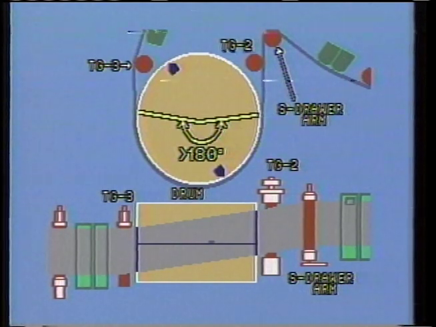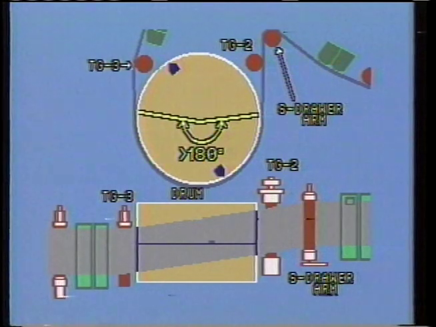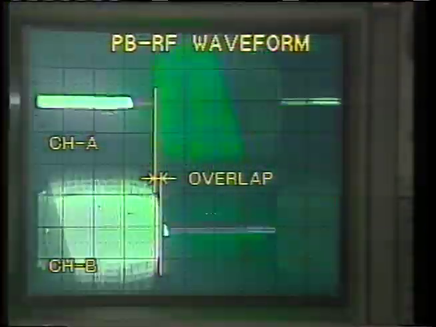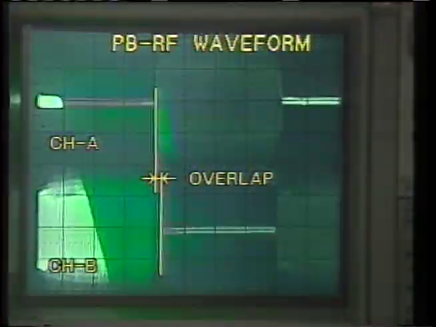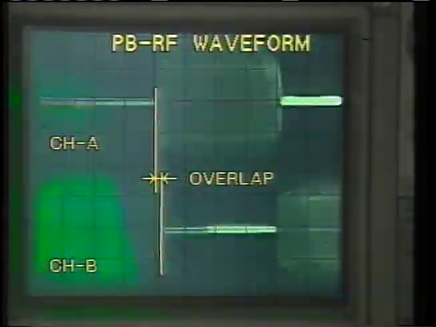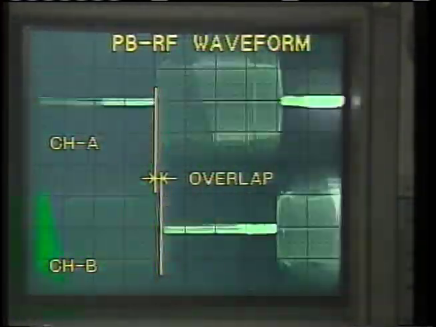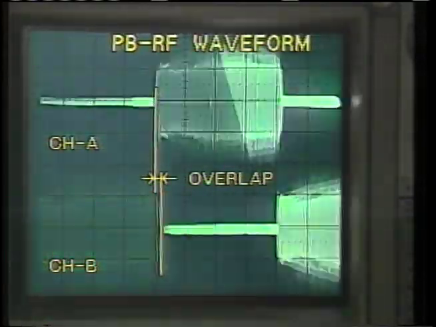By making the tape contact area with the head slightly more than 180 degrees, the video signals recorded by heads A and B will overlap slightly. This is to prevent distortion in the signal during playback when switching between heads. This redundant portion of the signal is called overlap.